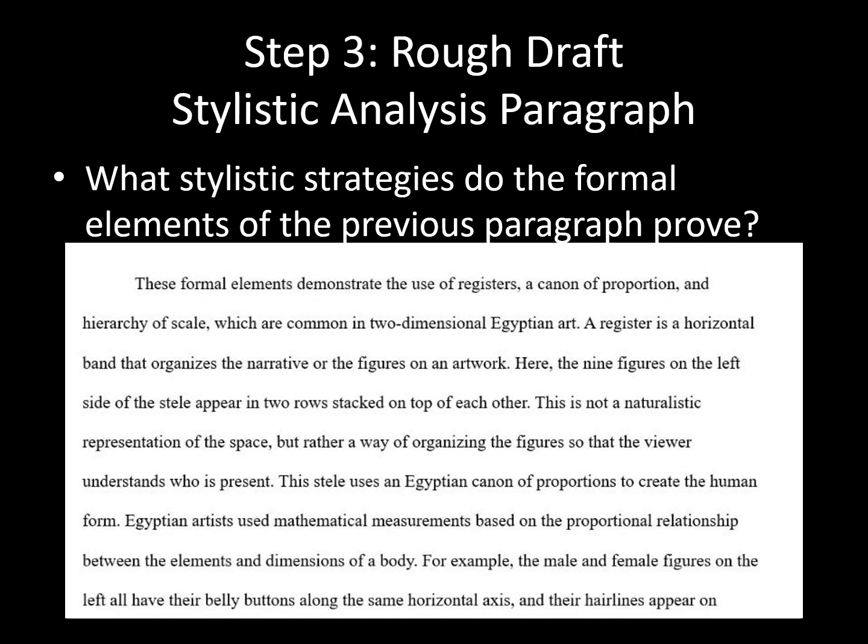The next paragraph is going to take those formal elements and link them to specific stylistic strategies that are Egyptian. So here, the topic sentence says, these formal elements demonstrate the use of registers, a canon of proportions, and hierarchy of scale, which are common in 2-dimensional Egyptian art. So notice the student defines what a register is and then describes exactly where it appears within the artwork. So it might feel like you're being way too obvious, but you need to actually describe what it is that's leading you to this conclusion.